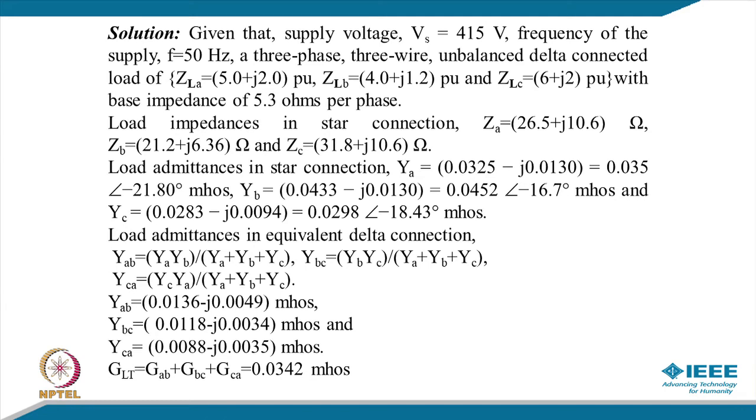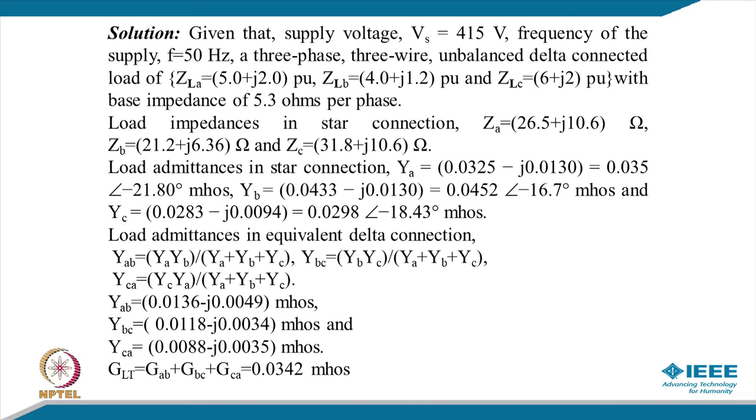Load admittance will be just the reciprocal of them. So that will be 0.035 mho at the angle of minus 21.80 degree. Similarly, for B phase it will be 0.0452 mho at the angle of minus 16.67, and your C phase will be 0.0298 mho at the angle of minus 18.43.